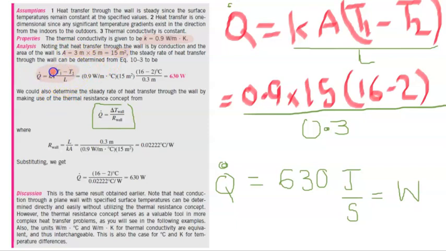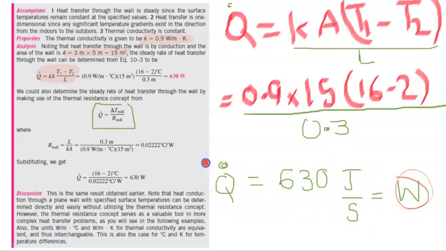We will use this equation: Q equals k A (T1 minus T2) over L, where L is the thickness. We put in the values. The value for k is 0.9. Area is 15 meters square. I don't have to convert into Kelvin because even if I do, the temperature difference will be the same. T1 16, T2 2, divided by the thickness L, 0.3, and that will give me the value for Q. Q is heat, with units of joules, but Q dot is joules over second, that is watt. So 630 watts, and that's the answer.